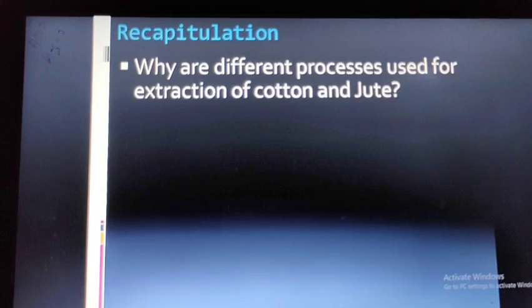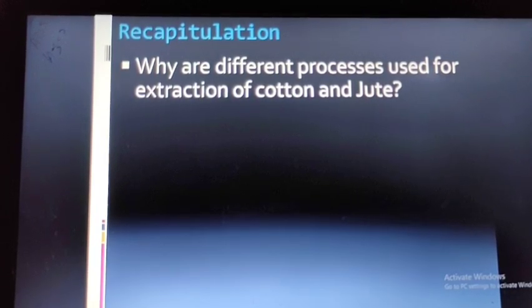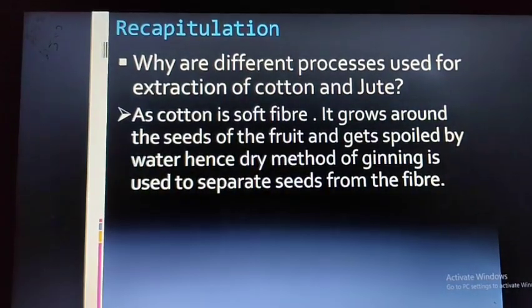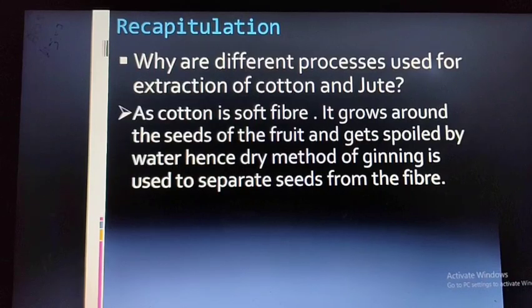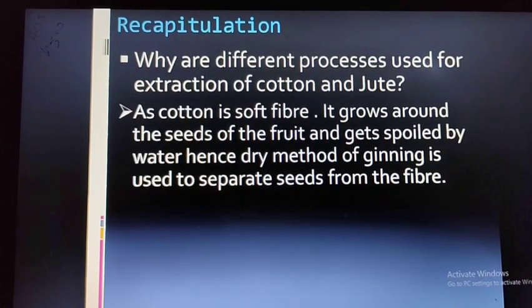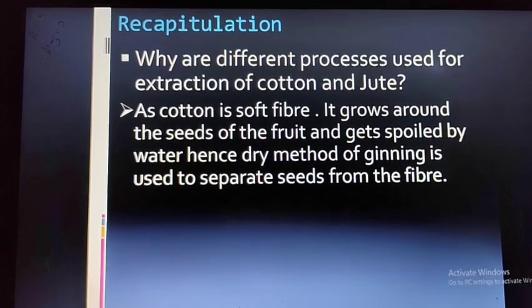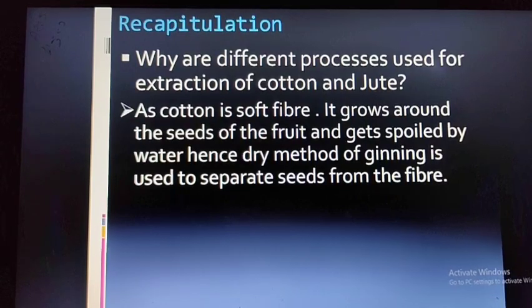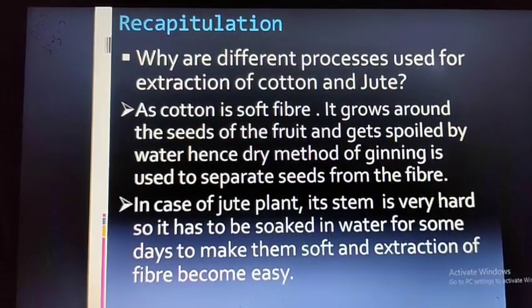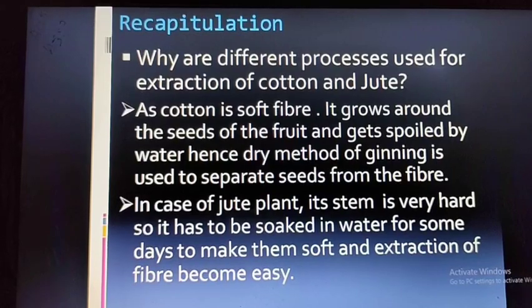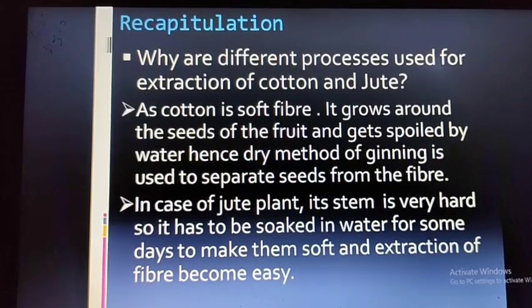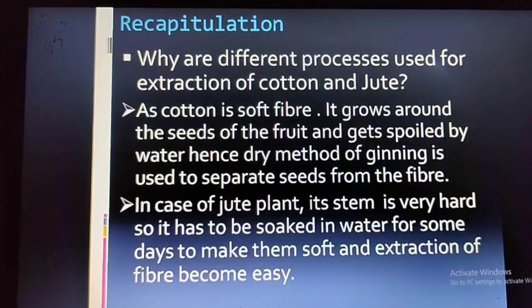Why are different processes used for extraction of cotton and jute? As we know that cotton and jute are obtained from different parts of the plant, and cotton is a soft fiber. It grows around the seeds of the fruit and gets spoiled by water. Hence, dry method of ginning is used to separate seeds from the fiber. In case of jute fiber, its stem is very hard, so it has to be soaked in water for some days to make them soft and extraction of fiber become easy.